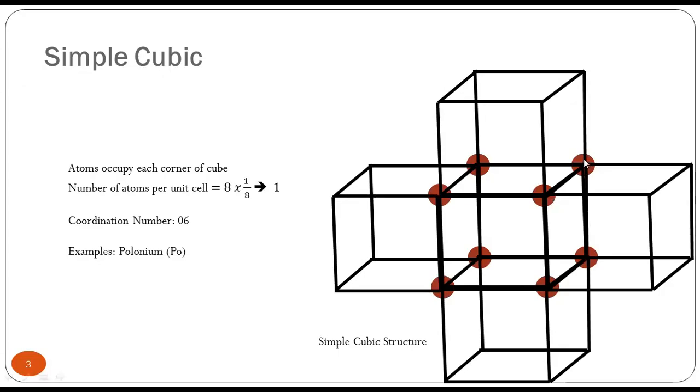This simple cubic structure is basically not a very dense structure, and it's very rare for metals to have such a structure. There's only one example that we have seen, polonium, which shows the simple cubic structure.